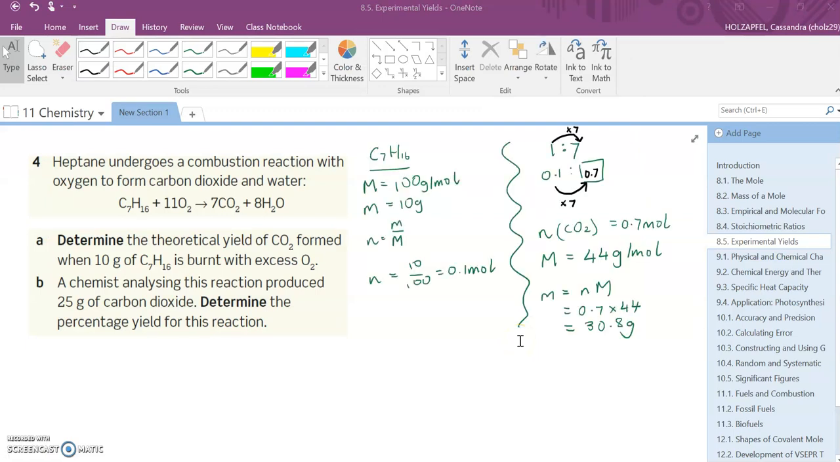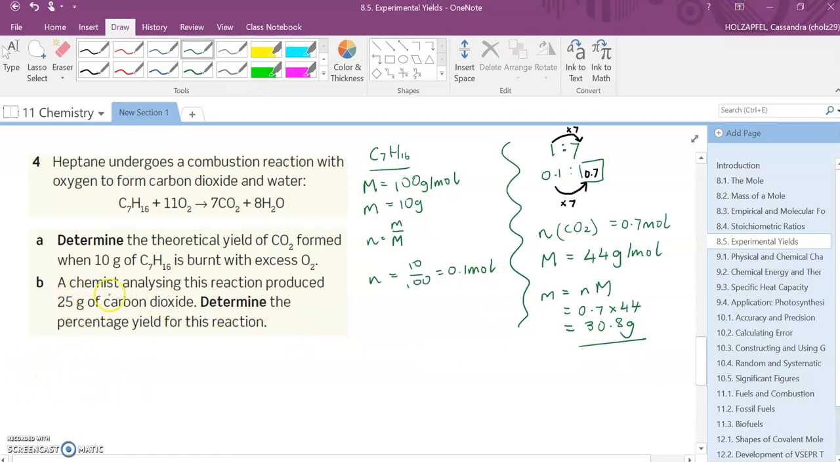Okay, so I've gone through and worked out the theoretical mass of carbon dioxide that we're expecting to produce. I used my mass and my molar mass, substituted that into my molar mass formula to get the number of moles of this compound here. Looking at this chemical equation, if I have 1 mole of this, that's going to produce 7 moles of carbon dioxide, so effectively 7 times the amount. So I've multiplied this 0.1 by 7, and that's told me the number of moles of CO2, and then again I've substituted into that molar mass formula to find this particular value. So that's our theoretical yield.